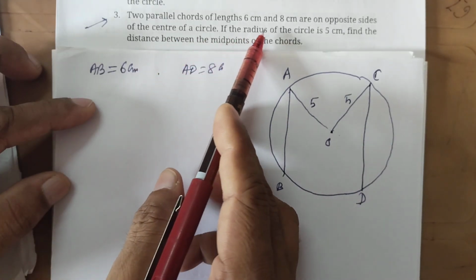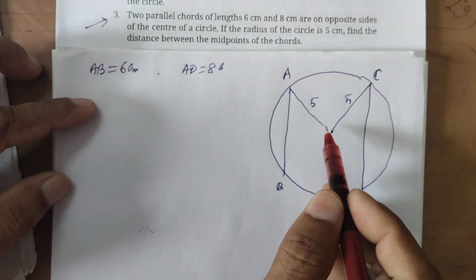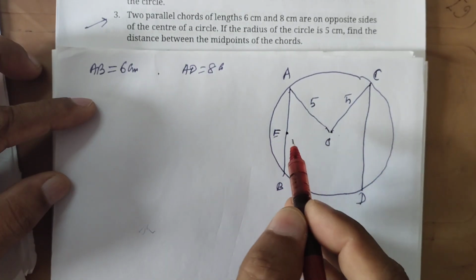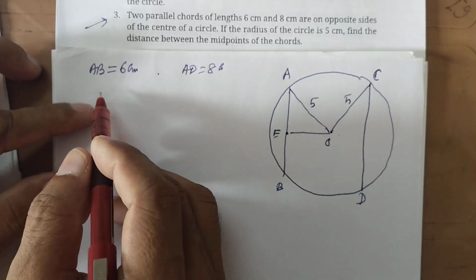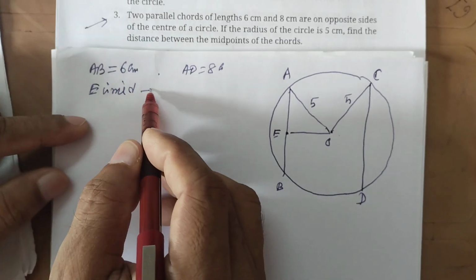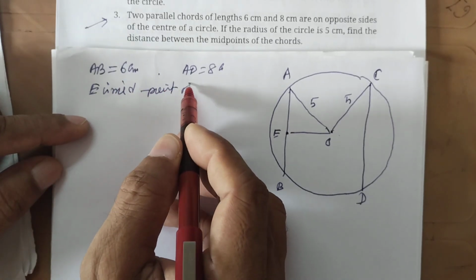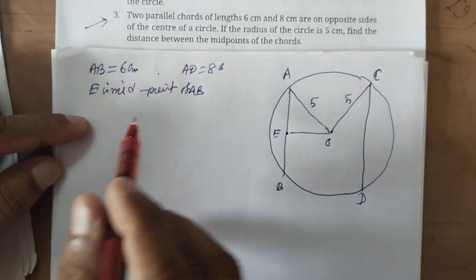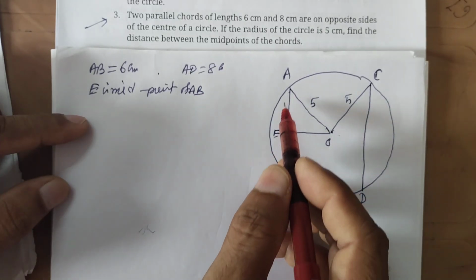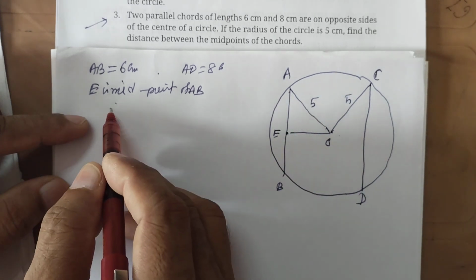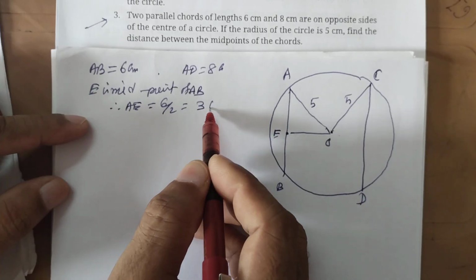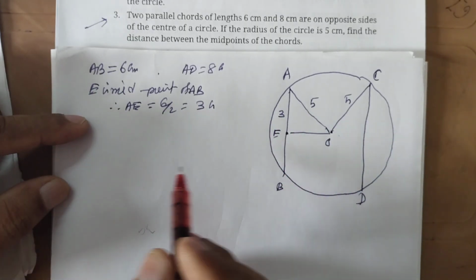Two parallel chords on opposite sides. So midpoints: E is the midpoint of AB. You can mention here, E is the midpoint of AB. So if E is the midpoint of AB, and AB is 6, AE will be 6 by 2. It will be 3 centimeter. So AE I got 3 centimeter.